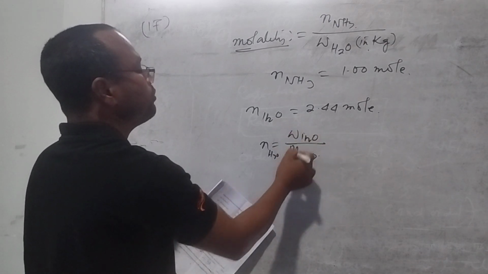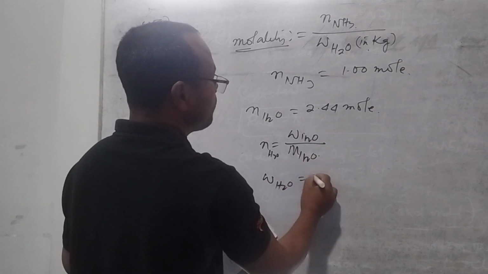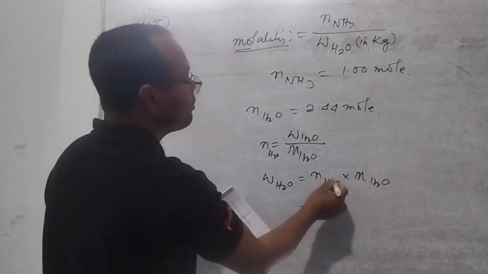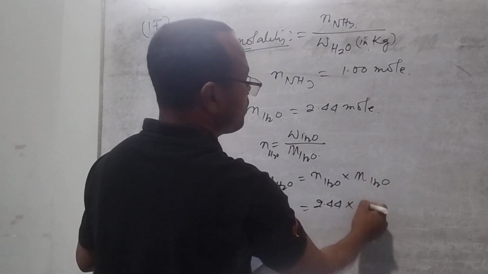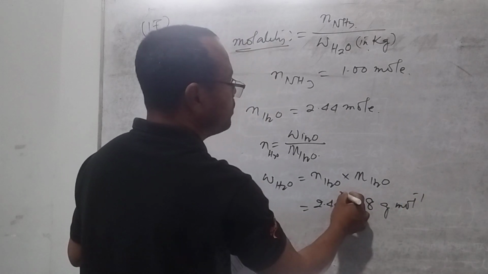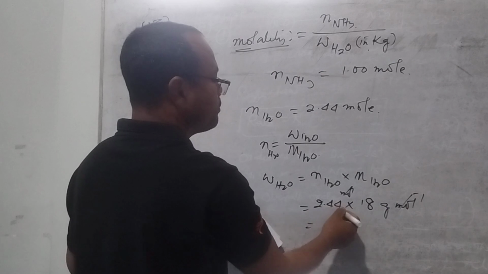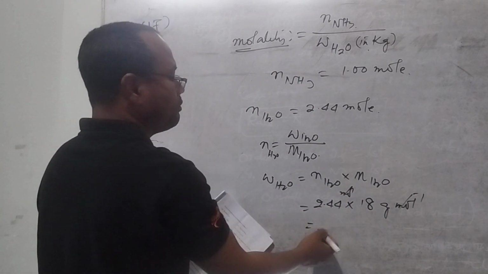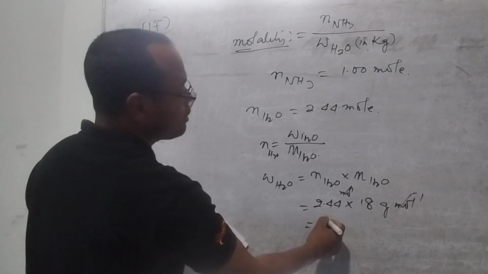That is 18. So if we are going to calculate the mass of the water, that is equal to the number of moles of the water multiplied by the molar mass of the water. How many moles? That is 2.44 into what is the molar mass? That is 18 grams per mole. So this is the mole, so mole can be cancelled. So what will remain here? 2.44 times 18 grams when you calculate. So that will be how much? So you can calculate.